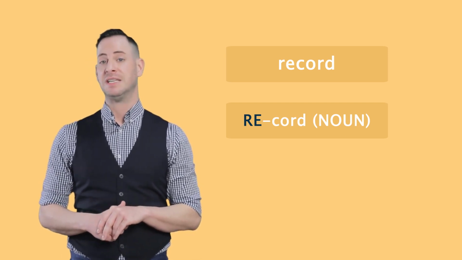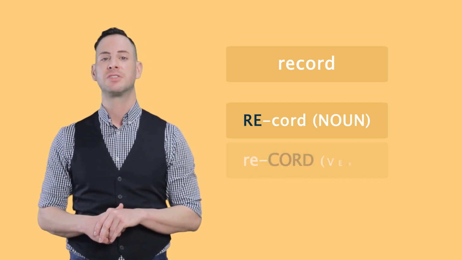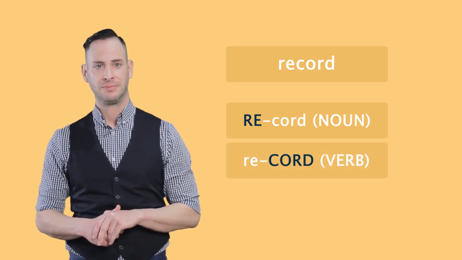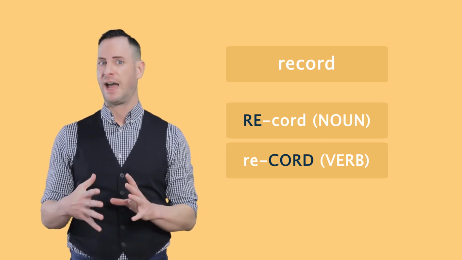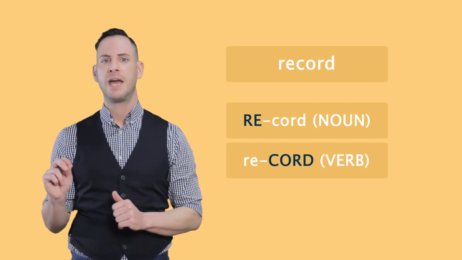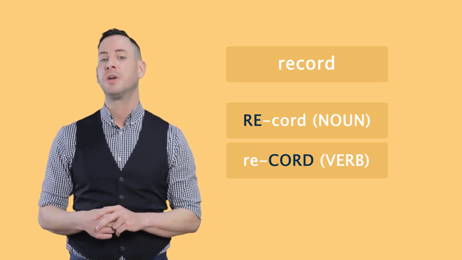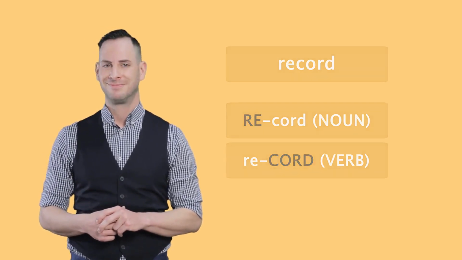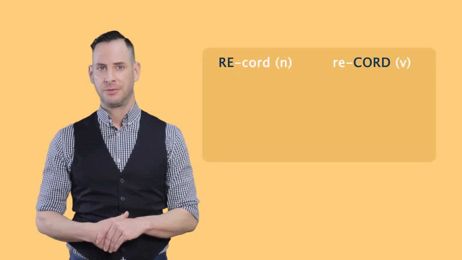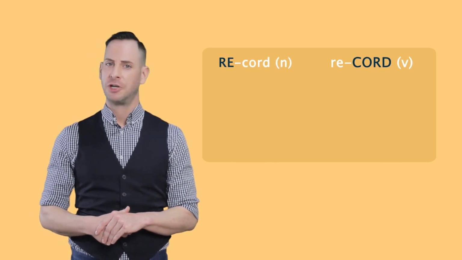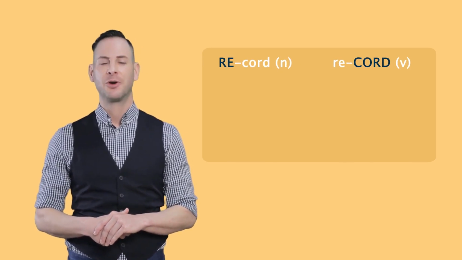When the stress is on the second syllable, it's pronounced record. This is a verb which means to keep a permanent account of facts or events by writing them down, filming them, or storing them in a computer. Listen carefully. Record, record. Here are some more examples.